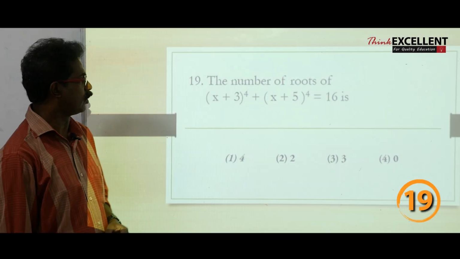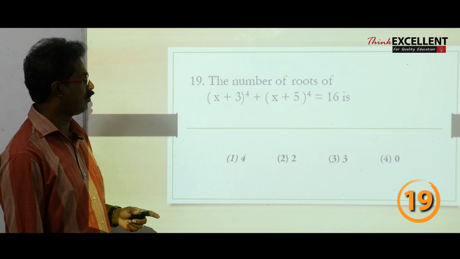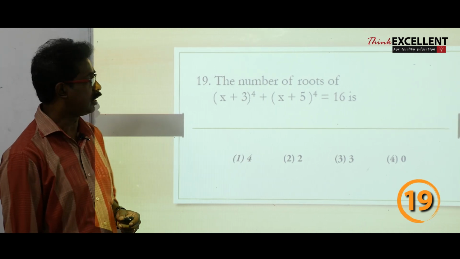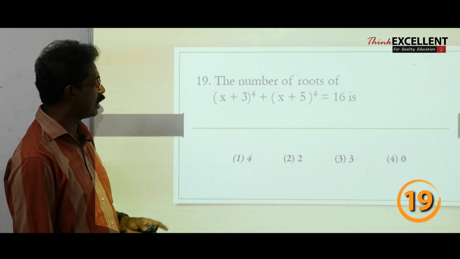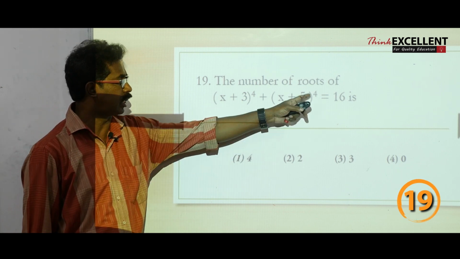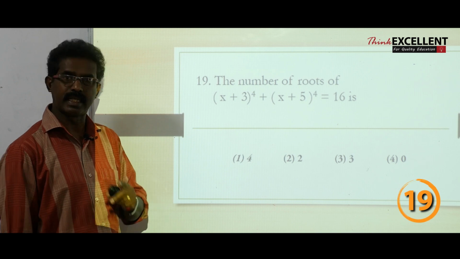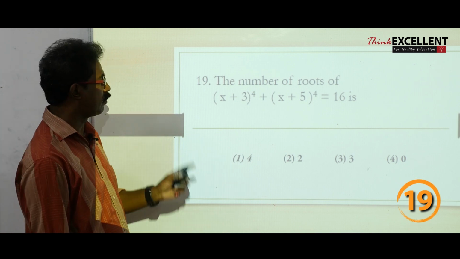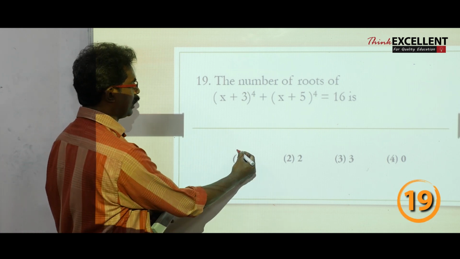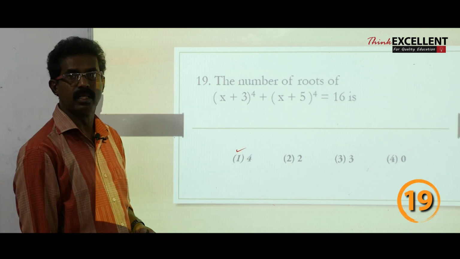Let us see the 19th question. Number of roots of an equation is given. It is a fourth degree equation. It's a quartic equation. When you expand, you will get x raised to 4. Here also x raised to 4, but no negative sign. X raised to 4 term won't get cancelled. When the degree is 4, number of roots will be 4. So the correct answer is the first option, 4.